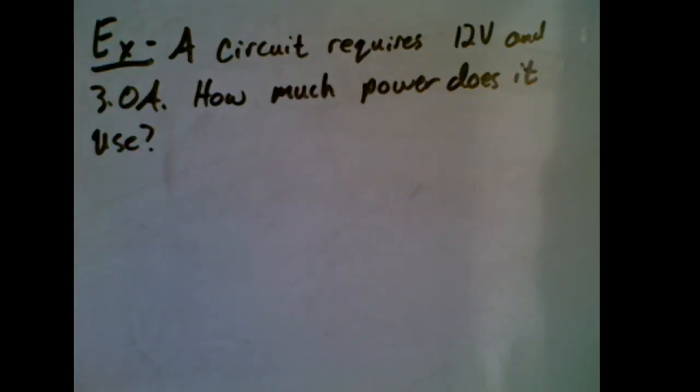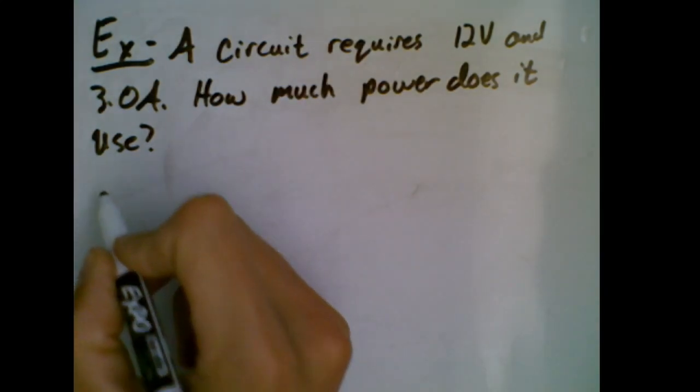Now, one thing we also need to be able to do, as well as know this formula and rearrange it, we need to be able to use it to help us solve some problems. So let's take a look at how we would do that. So here is our example. It says a circuit requires 12 volts and 3.0 amps. How much power does it use?